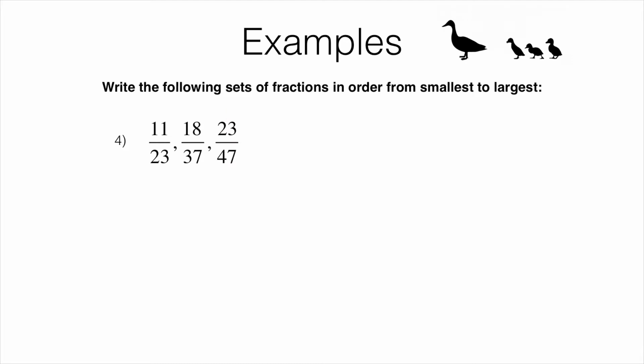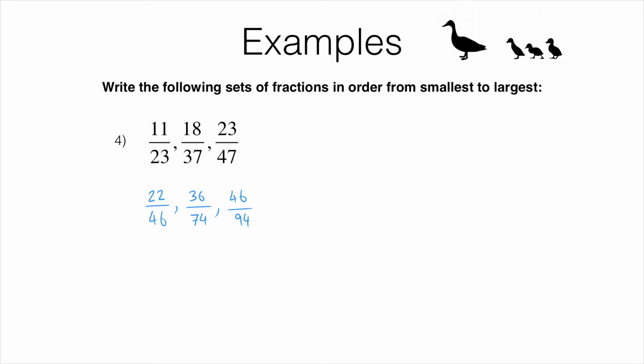So what we can try and do is see how close these fractions are to a half. Now, to make life a little bit easier, what I'm going to do is multiply the top and bottom by 2. And you'll see why that's helpful in a moment. So as equivalent fractions, I've got here 22 over 46, 36 over 74 and 46 over 94. So the same fractions I've written as equivalent fractions now.